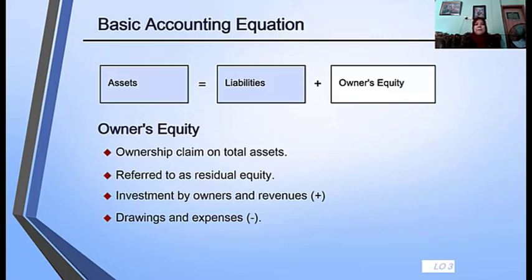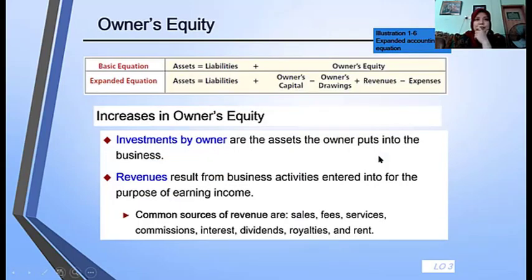Those will be plus. But what activities influence the owner's equity downward? Drawings and expenses. Okay, the basic equation is exactly assets equal liabilities plus owner's equity. When we expand the equation: assets equal liabilities plus owner's capital minus owner's drawings plus revenues minus expenses. That's the expanded equation.